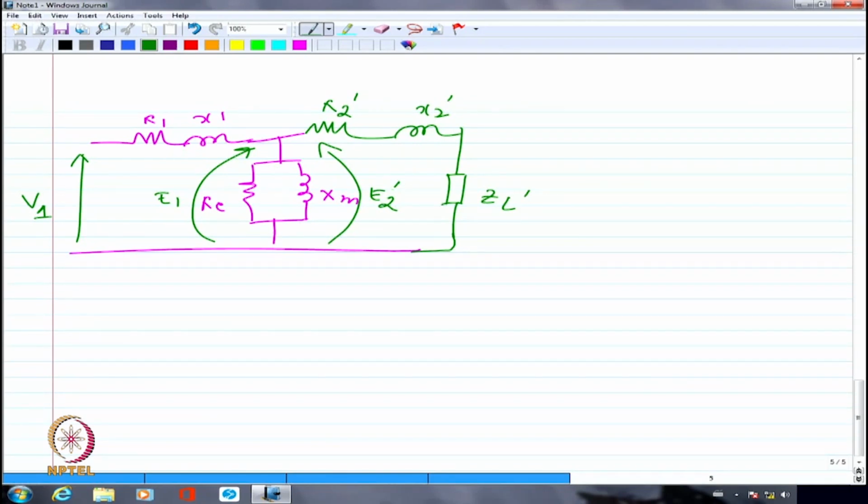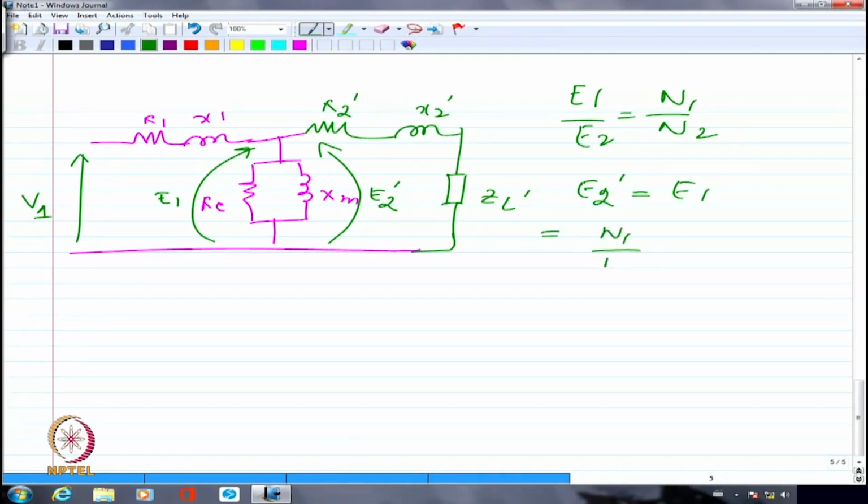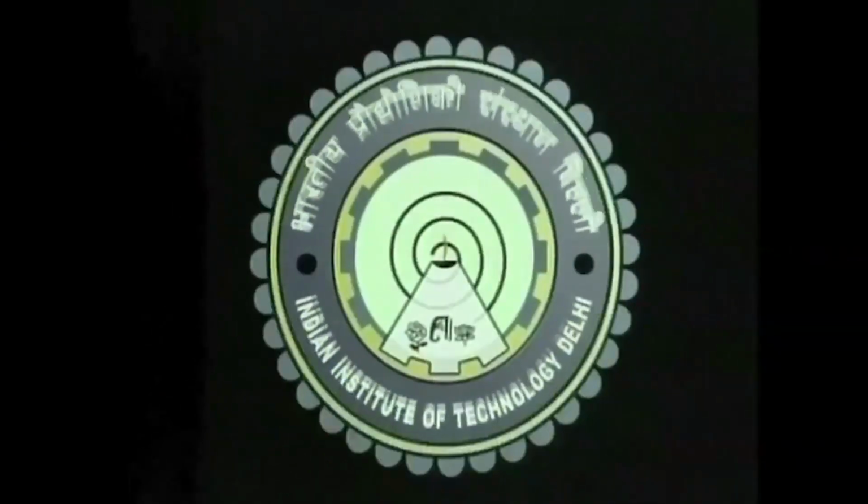E2 dash is actually E2 multiplied by N1 by N2. Everywhere you put the turns ratio. Basically what we have is E1 by E2 equal to N1 by N2. Right? So I am going to write this E2 dash is actually the same as E1. Both of them are the same. So how can I say that? It is because it is N1 by N2 into E2. I am transferring the secondary voltage onto the primary side. So we will continue from this point onwards in tomorrow's class.